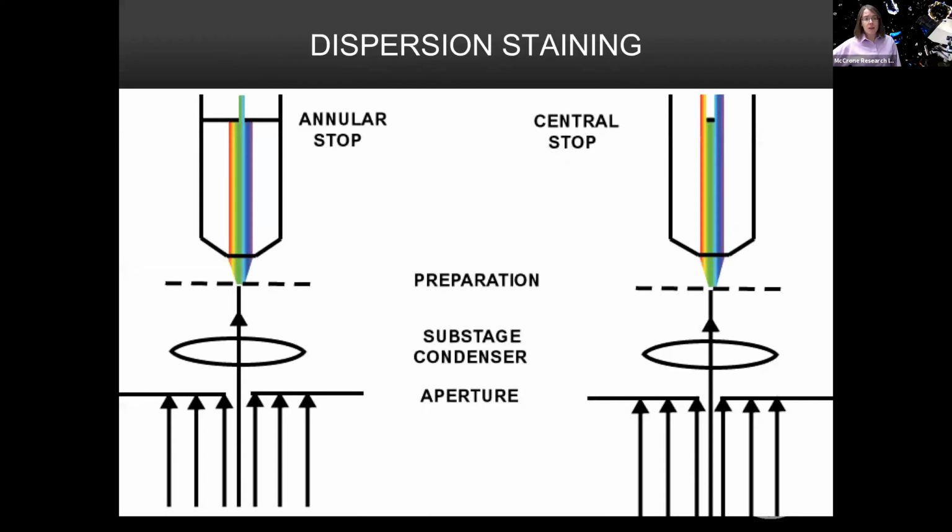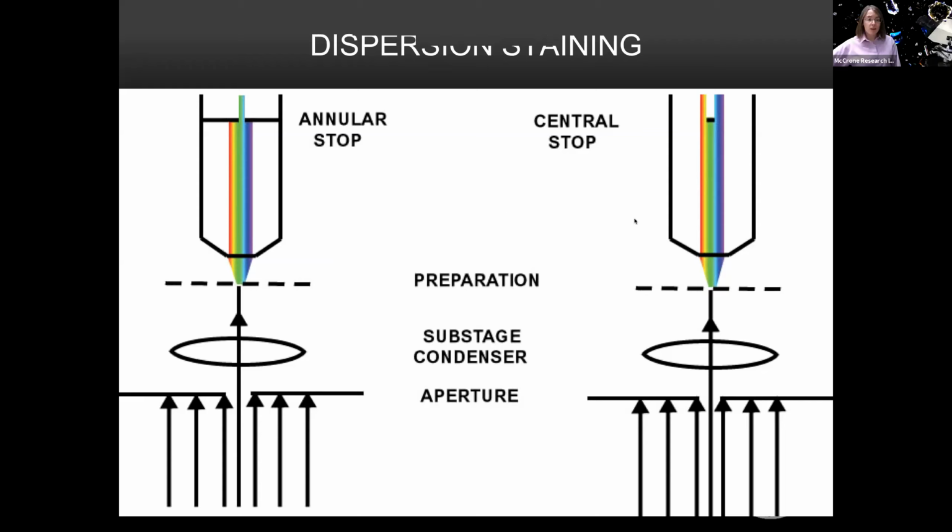Now, the big difference between annular stop dispersion staining and central stop dispersion staining really is the colors that you see. With annular stop dispersion staining, that small opening within the center of the objective allows light of the matching wavelength to travel through it. With central stop dispersion staining, the color of light that is the matching wavelength is actually what is blocked out, and then we see a complementary color to the matching wavelength.